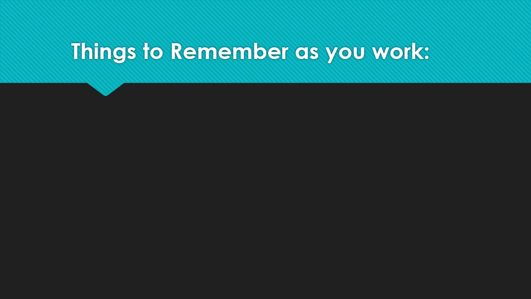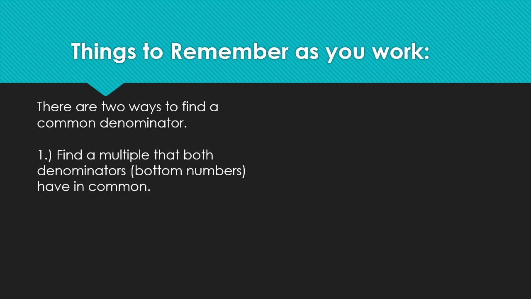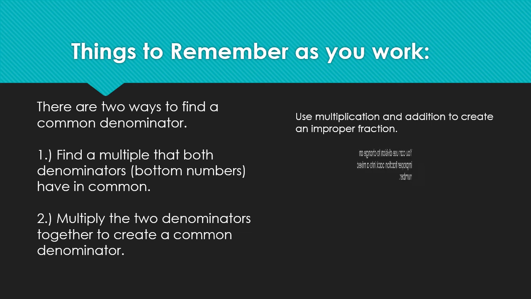A couple of things to remember as you work. There are 2 ways to find a common denominator. Find a multiple that both denominators, both bottom numbers, have in common. Or multiply the 2 denominators together to create a common denominator. Use multiplication and addition to create an improper fraction. And you can use division to change an improper fraction back into a mixed number.